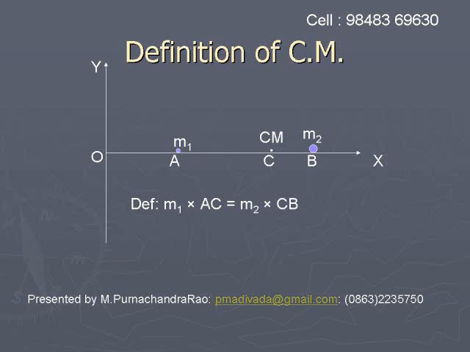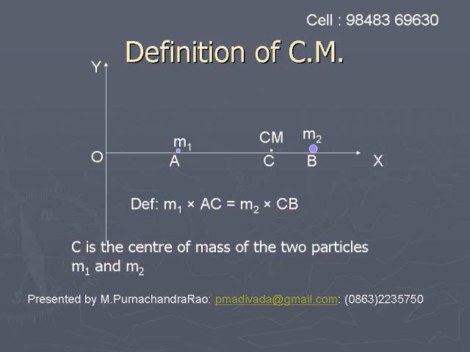Let us consider a point C in between A and B such that m1 into AC is equal to m2 into CB. Such a point C is called the center of mass of the two-particle system m1 and m2.